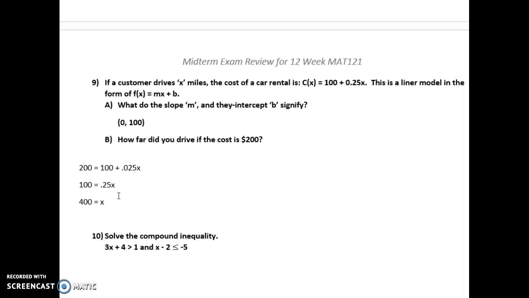So interpret that. It means we drove 400 miles. We paid 25 cents per mile. So that's $100 based on the miles we drove. $100 is that upfront fee, so it costs us a total of $200.